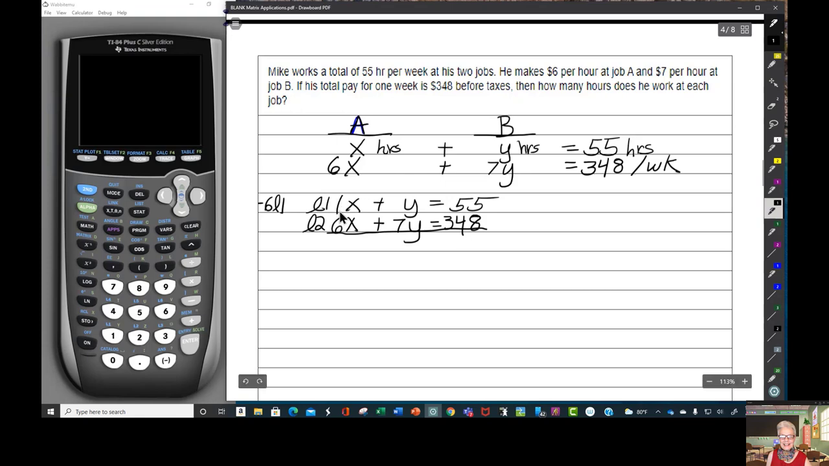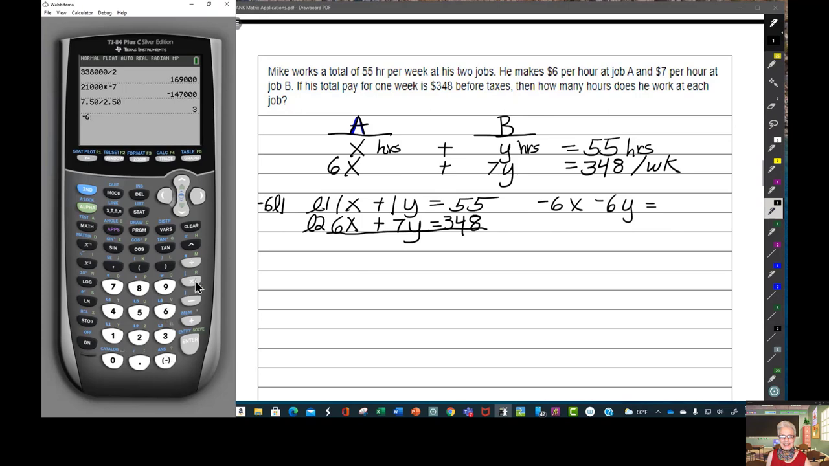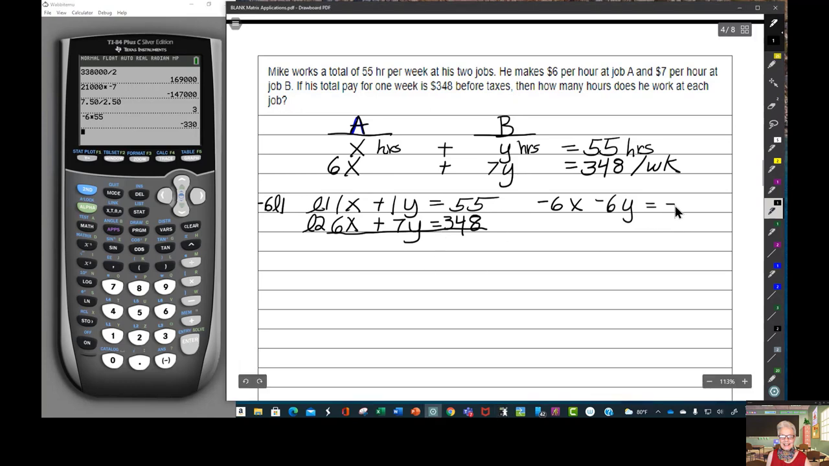Okay. So now this is 1 and this is 1. So I'll have negative 6x plus, well, plus negative 6 will be minus 6y equals negative 6 times 55. Negative 6 times 55 is negative 330. And 6x plus 7y equals 348. And now we add vertically.